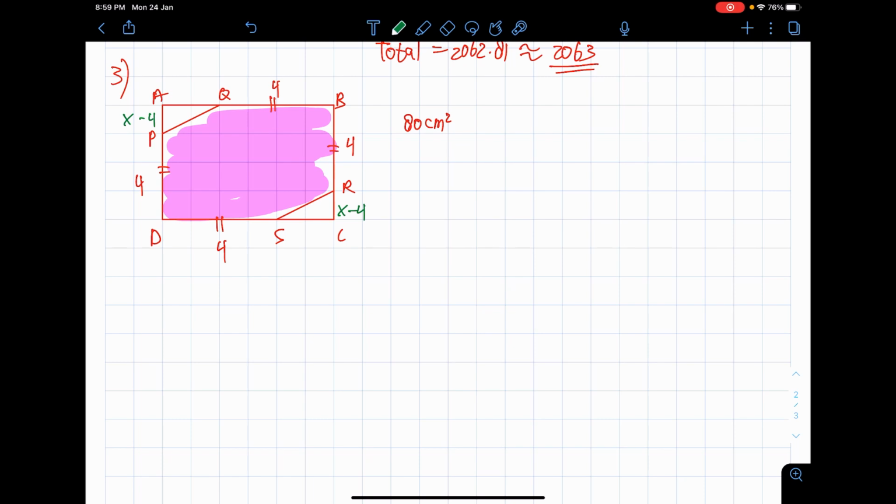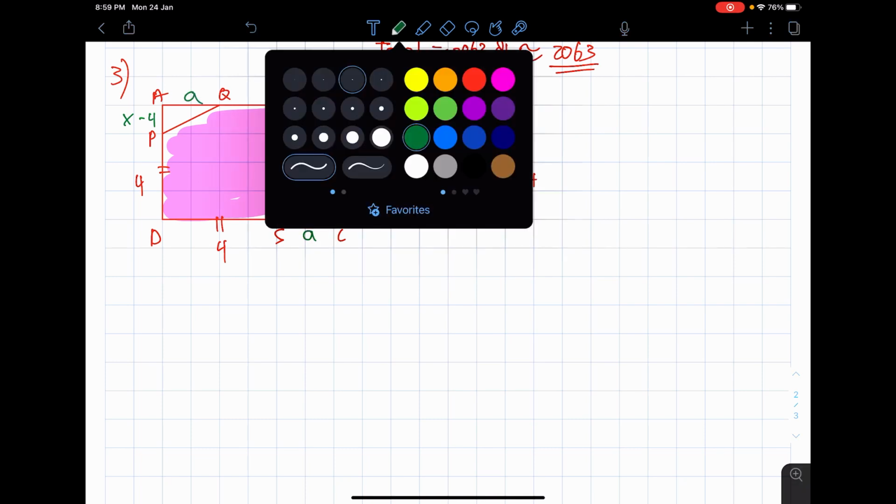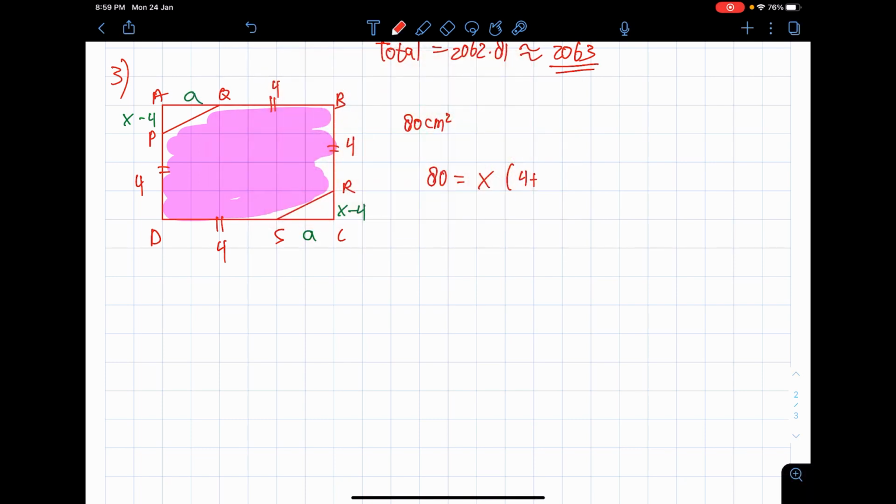Interesting. I think we are going to use the fact that the area is 80. Now this 80 cm square is length times width. The width is X, because it's AD, right? The width is AD. And then the length is 4 plus, let's call it A here. The length is A. For now, let's just put another algebra: 4 plus A over here. I want to find the value of A.